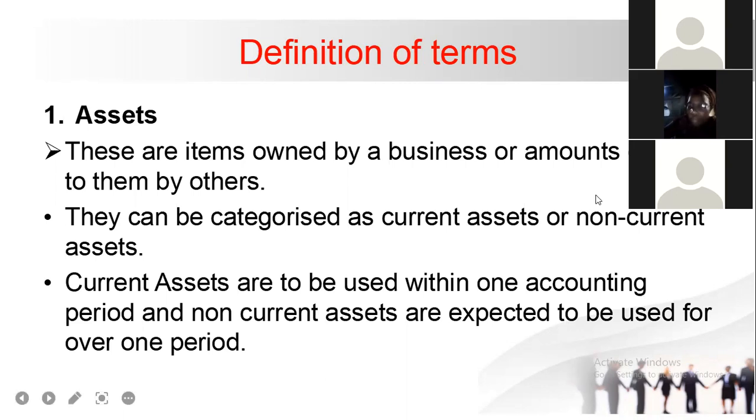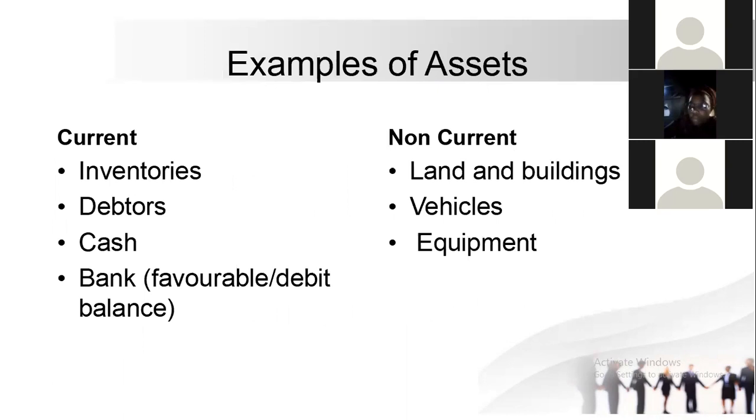So we want to move on to the examples of assets. As I understand, you are new to accounting and you might not be familiar with some of these terms on your screen. So we'll start with current assets. On the left hand side of your screen, under current, we've got inventories. Inventories refers to the goods that we trade in. Suppose we are buying and selling cooking oil. Cooking oil becomes our inventory. So as long as we have cooking oil in our warehouse, we've got inventory and therefore we've got current assets.